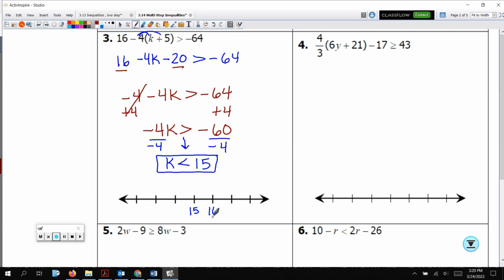15 here, there's my 16, there's my 14. Open circle at 15, going to the right.